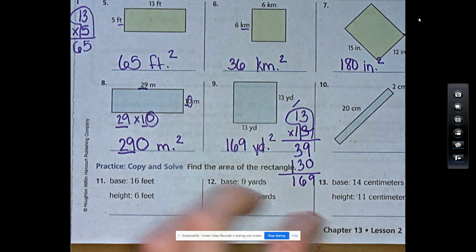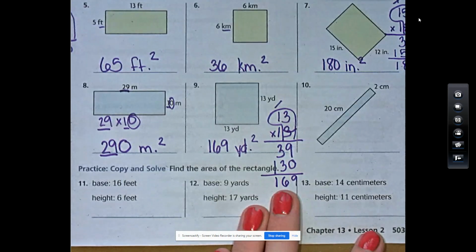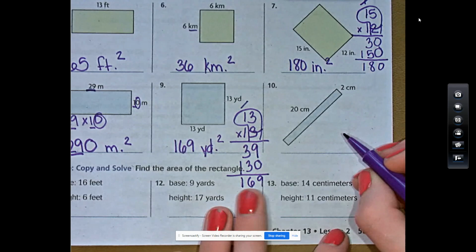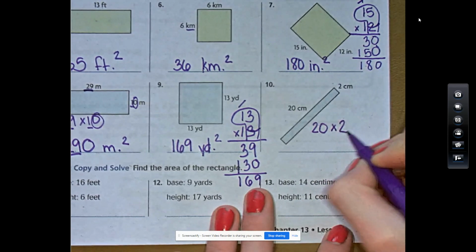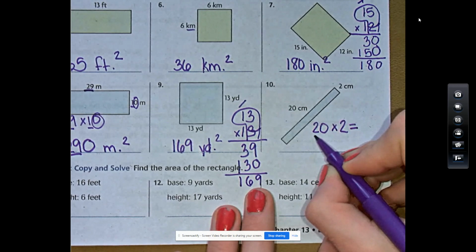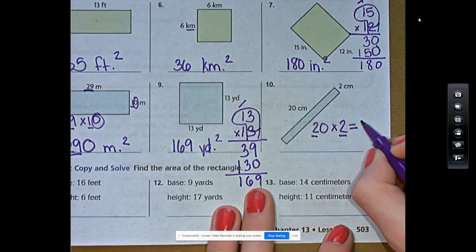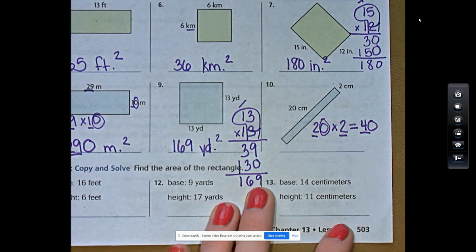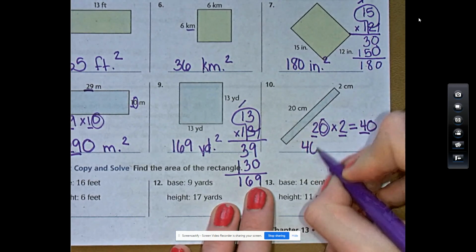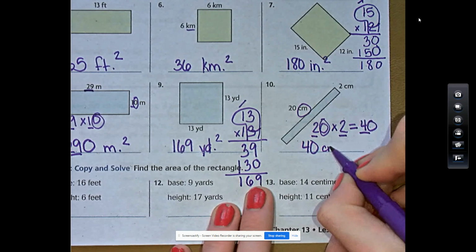Okay, 20 times 2. Okay, again, this one has a basic fact. Look, 20 times 2. You got to watch for these, boys and girls. You got to know your math facts. 2 times 2 is 4. Add a 0. It is 40 centimeters squared.